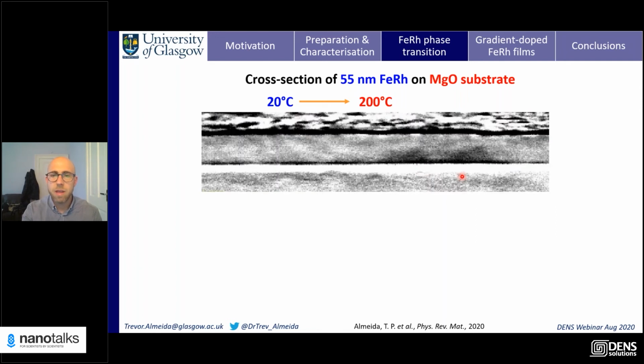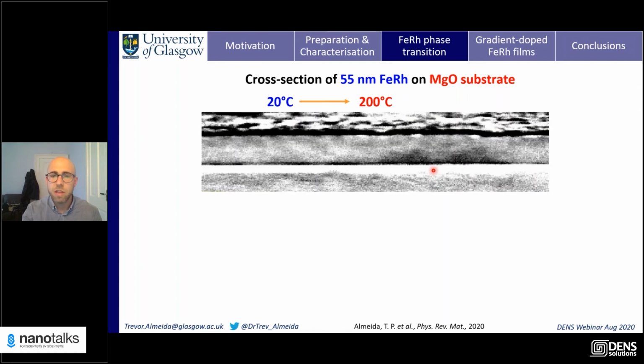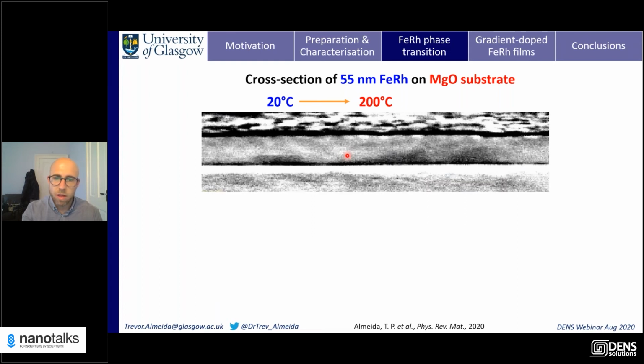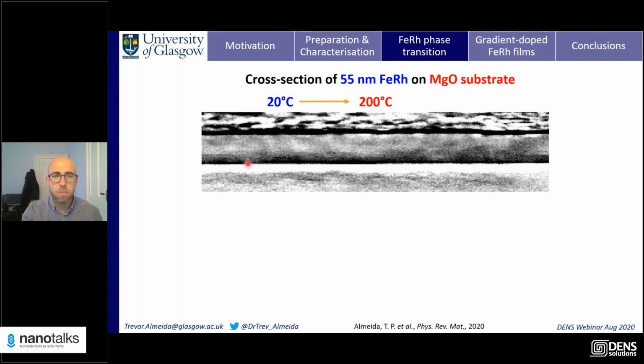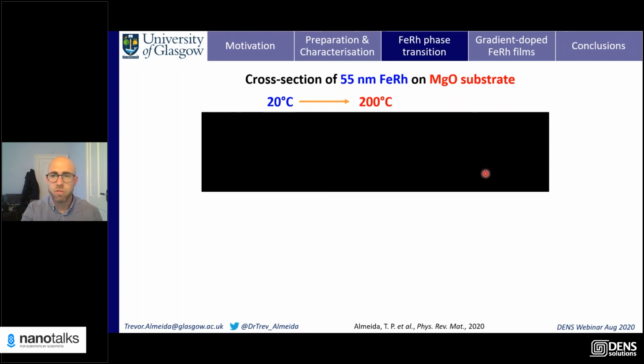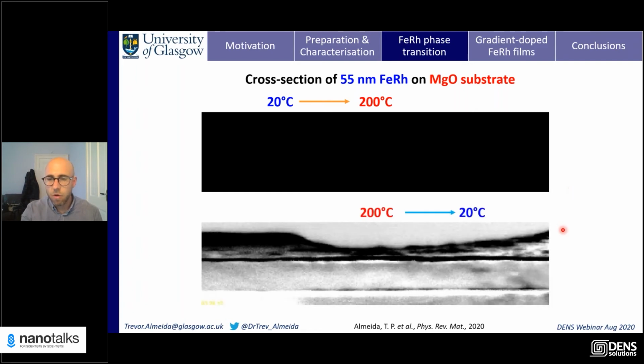Then as we keep on heating, what we'll see is that the domain actually grows across the thin film, becoming quite dark, and also further into the top of the film throughout the transition. So this is quite nice. We can actually see in cross-section the formation of these ferromagnetic domains.